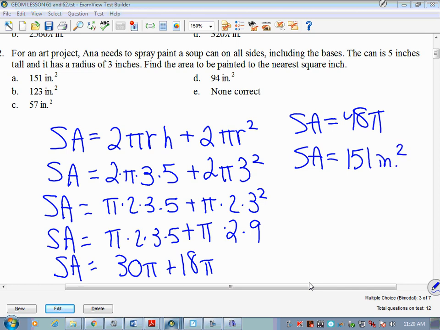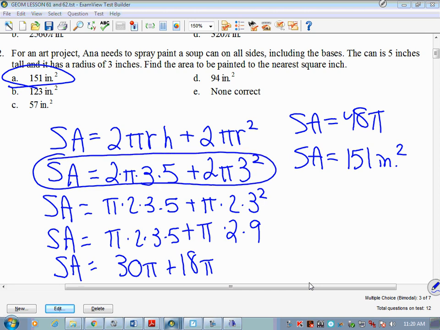inches squared. And I know this looks like a lot of work, but could we have even done from here? Could we have jumped to 48 pi pretty quickly? Yeah. Okay, I think you could have done that. Okay, but I want you to see how it's broken up.